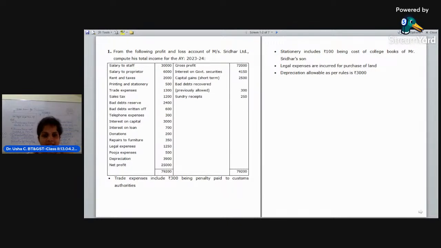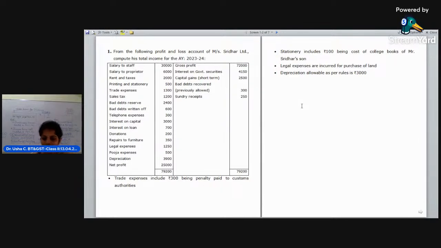And lastly, depreciation allowable as per rule is 3,000, but how much is the amount debited here? The amount debited is 3,900, and the actual depreciation allowable is 3,000. Excess of 900 rupees is debited, so we have to add it back. Understood? So now let us do this problem.